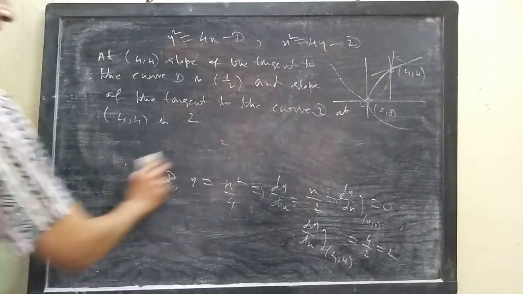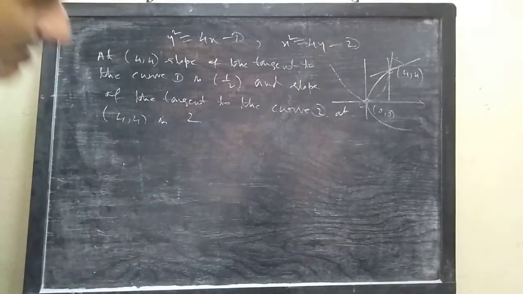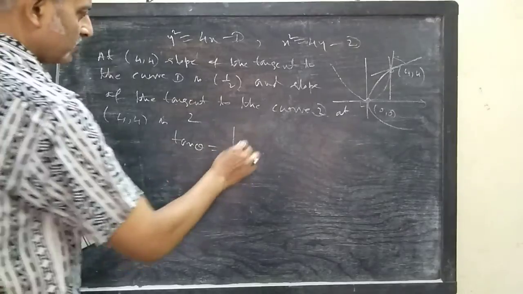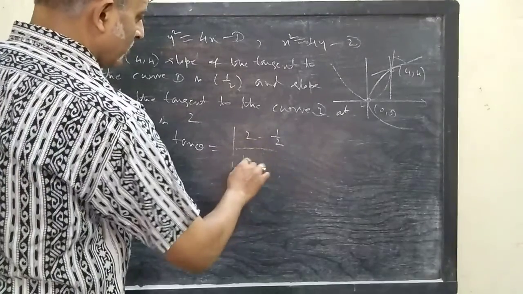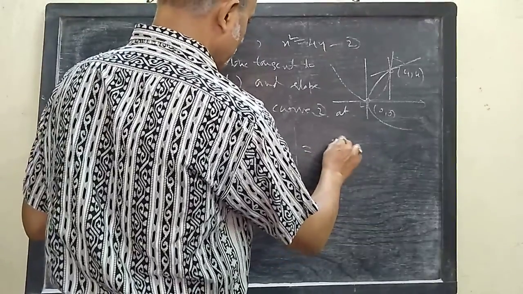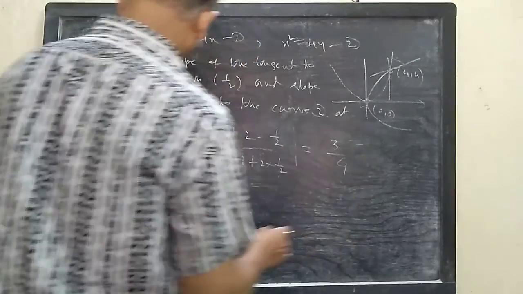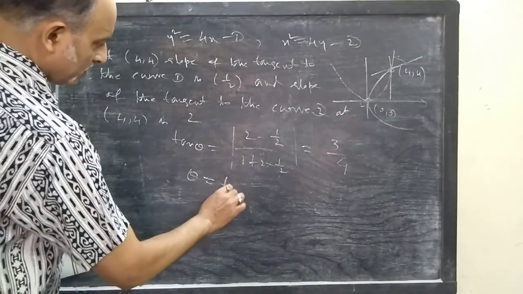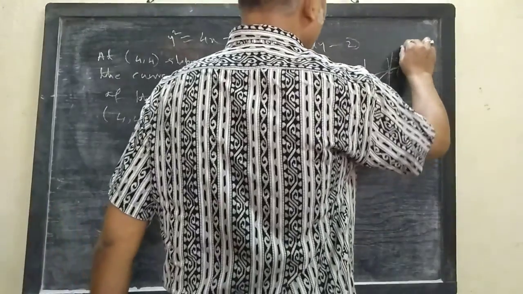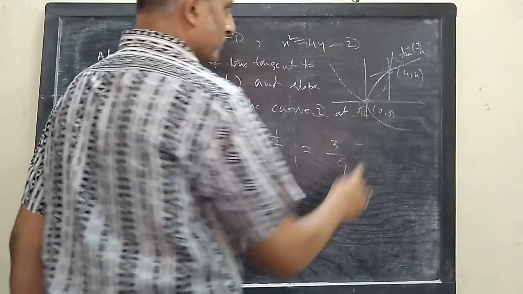So, if theta is the acute angle between the tangents, then tan theta equals the modulus of (2 minus half) by (1 plus 2 into half), which equals 3 by 2 by 2, that is 3 by 4. Therefore, theta is tan inverse of 3 by 4. So, the angle here is tan inverse of 3 by 4 and here it is pi by 2.